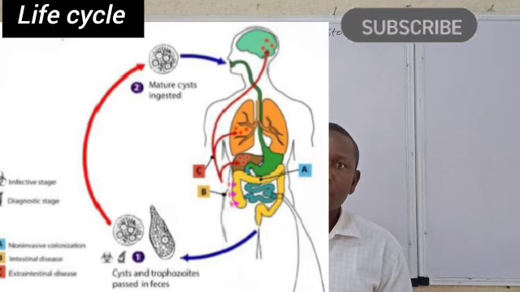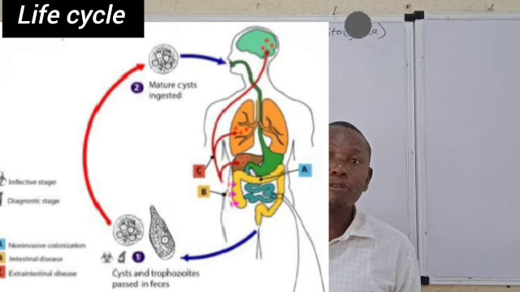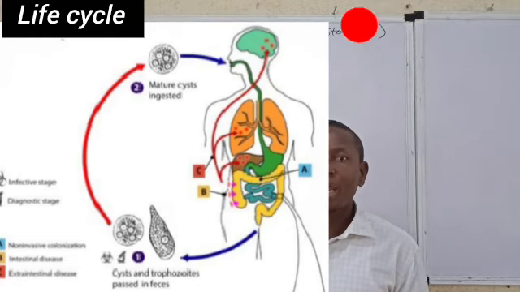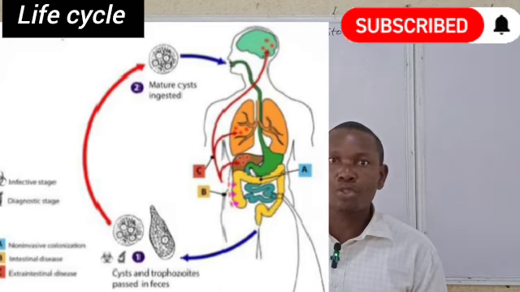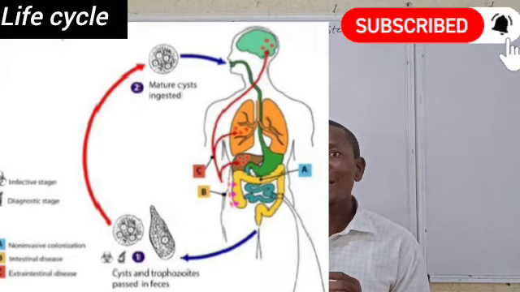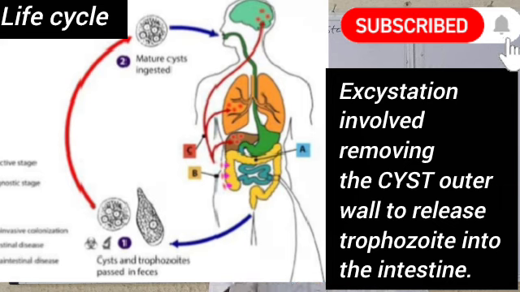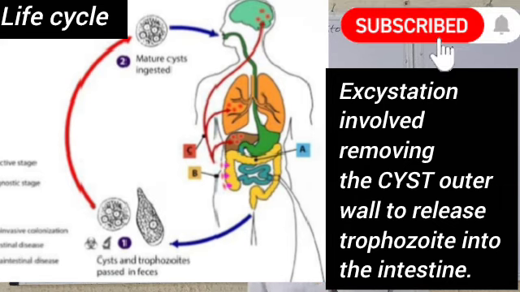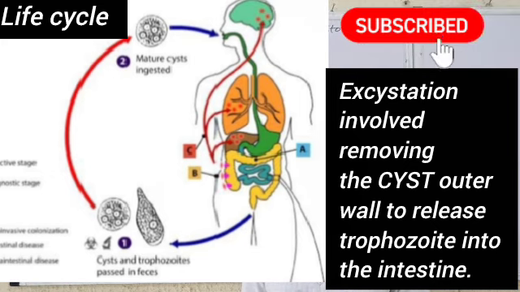Now, as you can see from the diagram, the infective stage of the life cycle is actually the cyst stage. Now, when humans take in contaminated water or food, this cyst gets into the body of humans and passes through the mouth, through the stomach, into the intestine. Note that in the intestine, the cyst undergoes what we call excystation. That means removal of the thick wall of the cyst, and a trophozoite is released.